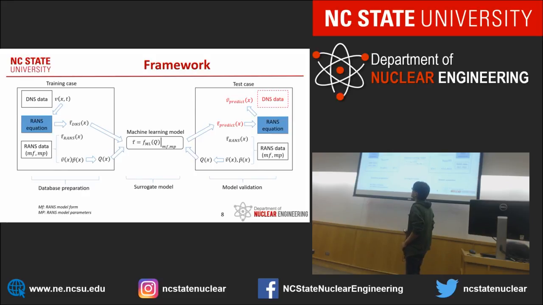So what do we do? Usually we first have DNS data, which as you can see is in the upper left corner. We have DNS data, and we also have RANS data. In our framework, first we obtain the velocity field from the DNS data, and we put the velocity field into the RANS equation to get the RANS-level Reynolds stress. And we will also have RANS data, and we will obtain the quantity of interest, which is the Q part in this RANS data. So now we have the training output and training input for the machine learning model.